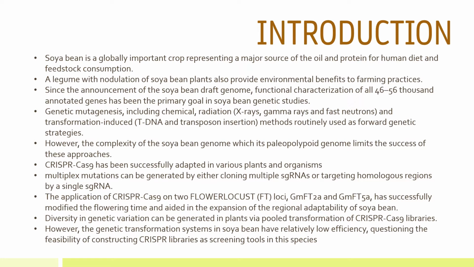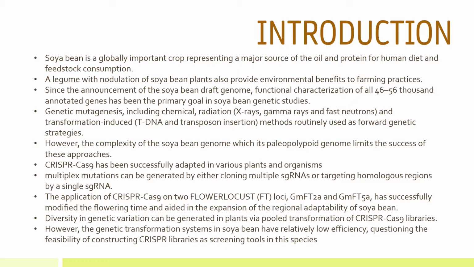Since the announcement of the soybean draft genome, functional characterization of all 46,000 to 56,000 annotated genes has been the primary goal in soybean genetic studies. Genetic mutagenesis, including chemical and radiation, that is X-rays, gamma rays, and fast neutrons, and transformation-induced, which is T-DNA and transposon insertion methods, are routinely used as forward genetic strategies. However, the complexity of the soybean genome, which is a paleopolyploid genome, limits the success of these approaches.